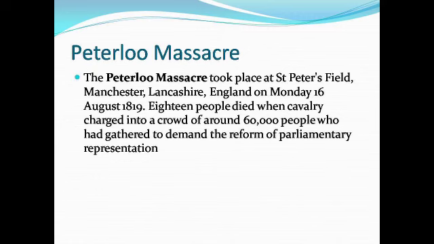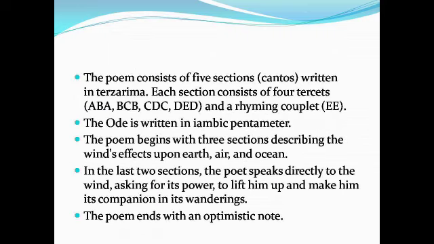of parliamentary representation. The poem consists of 5 sections, cantos, written in terza rima. Each section consists of 4 tercets, ABA, BCB, CDC, DED, and a rhyming couplet, EE. The ode is written in iambic pentameter. The poem begins with 3 sections describing the wind's effects upon earth, air, and ocean. In the last 2 sections, the poet speaks directly to the wind, asking for its power to lift him up and make him its companion in its wanderings. The poem ends with an optimistic note.